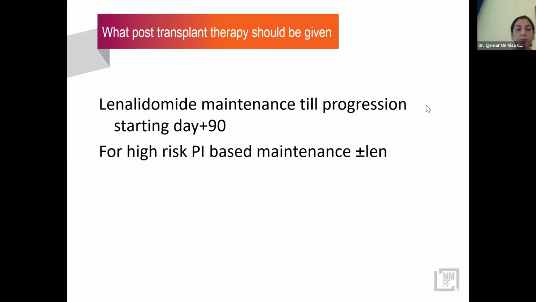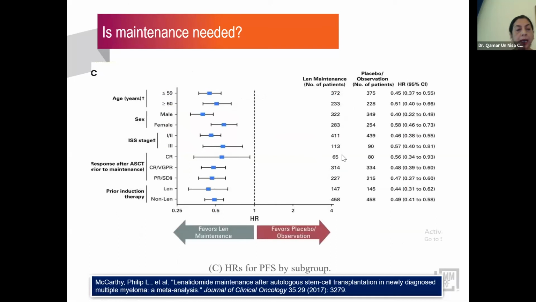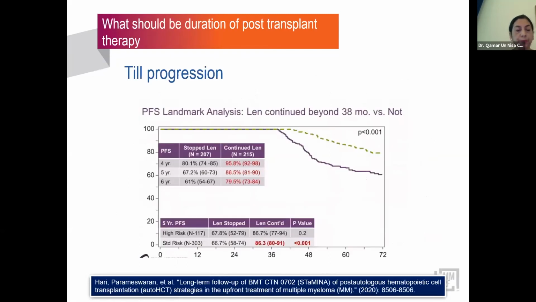Post-transplant, the recommendation is for lenalidomide, and generally we are able to start lenalidomide by day 90 for patients who are in the high-risk group. Proteasome inhibitor-based maintenance with or without lenalidomide is generally recommended, and we see the evidence for the maintenance here in this slide, where this is a meta-analysis, and we can see several studies here, and all of these studies show that there is a progression-free survival advantage that favors lenalidomide maintenance. This advantage holds across different age groups, all the ISS stages, and in terms of the response that the patients had after stem cell transplant.